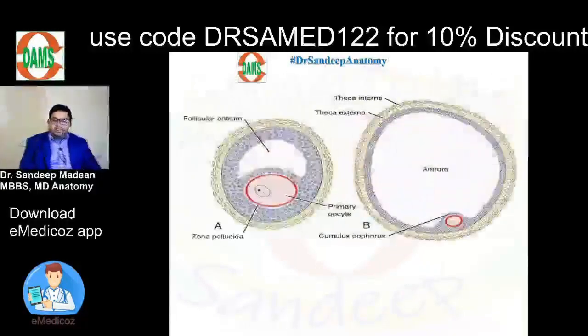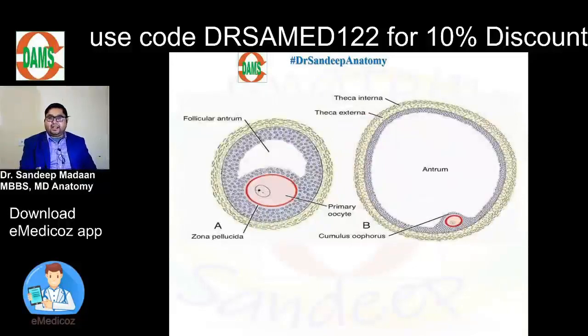The primary follicle will develop into secondary follicle. And what happens in the secondary follicles? The surrounding cells are growing at a very fast rate. When this is all happening, there will be development of a cleft, a gap will be created, right? This cleft is called the antrum.